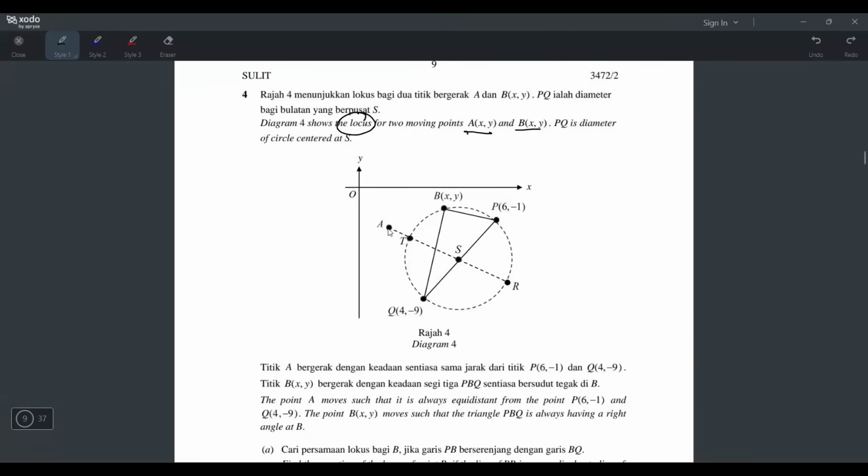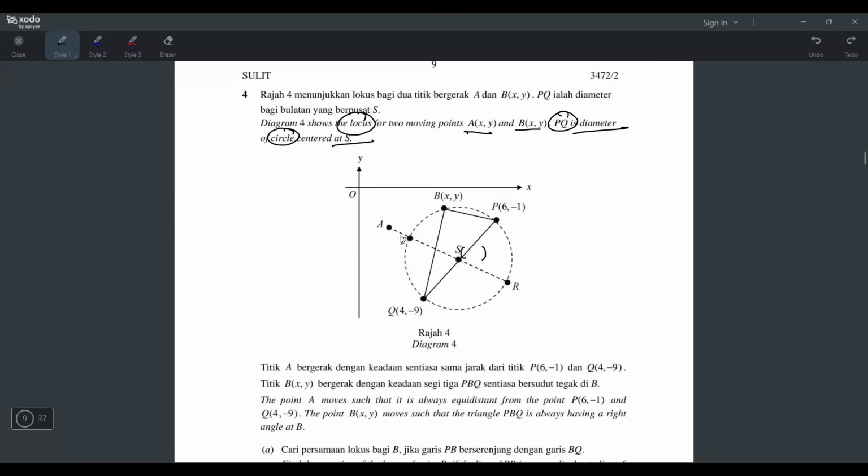So let's see, point A is a moving point, so we can assume it moves along this straight line. And B is on the circle, on the circumference of the circle. Okay, PQ is the diameter of the circle with center at S. So PQ is this diameter, and S is definitely the center, right?